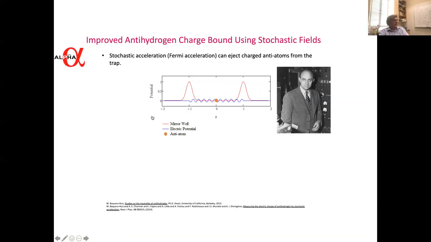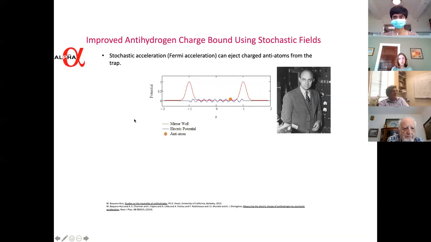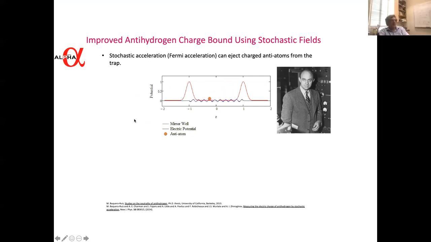You can kick it randomly here. So what we actually apply is random electric fields. The gentleman on the right is Enrico Fermi. This is called Fermi acceleration. It's believed to be one of the processes by which cosmic rays get their energy, by getting random kicks, as the protons are running around in the galaxy. So here you see an electric field, which is never very big, but it's always randomly going one direction or another, and finally it goes out.